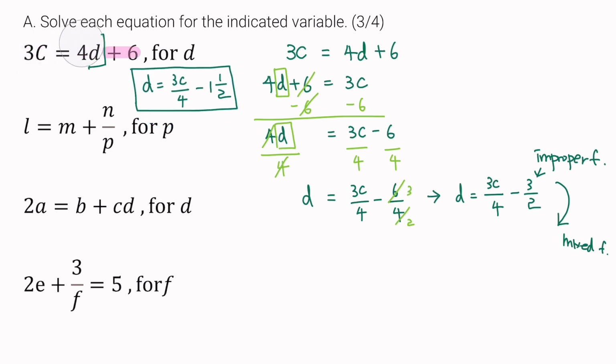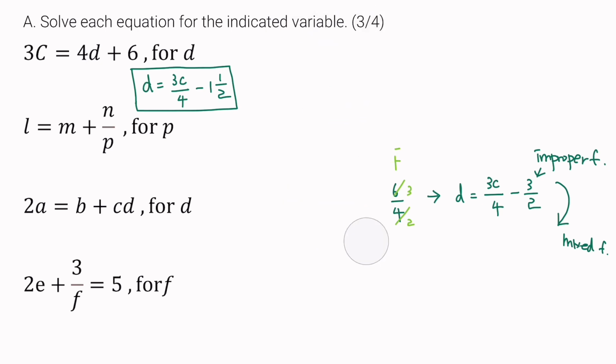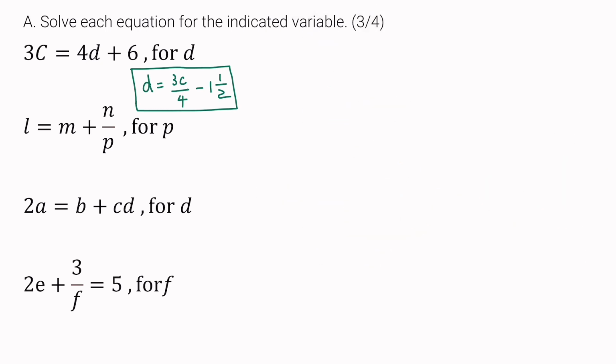Okay, so let's move on to the second question on this page. I have L is equal to m plus n over p, and we are solving for this p. Now, this is going to be a little tricky because we are solving for a variable that's in the denominator, but don't worry, let's get started. L is equal to m plus n over p, and we are solving for this p right here.